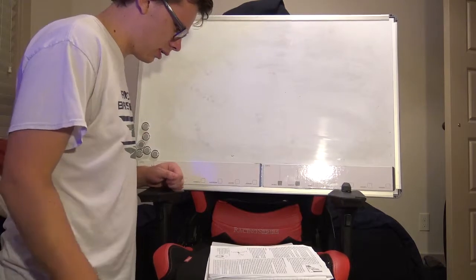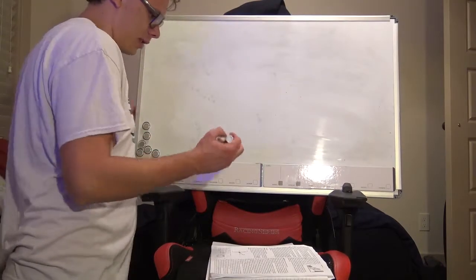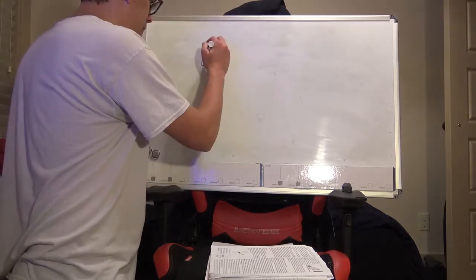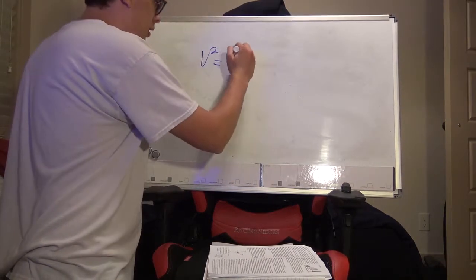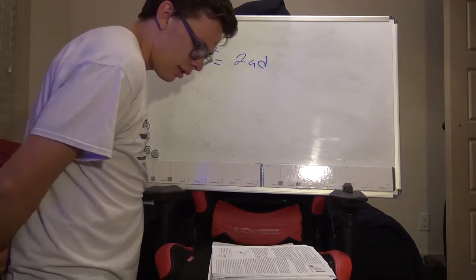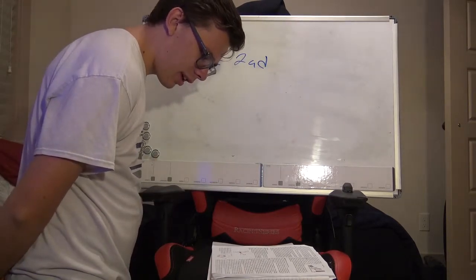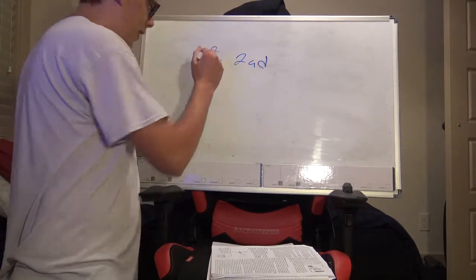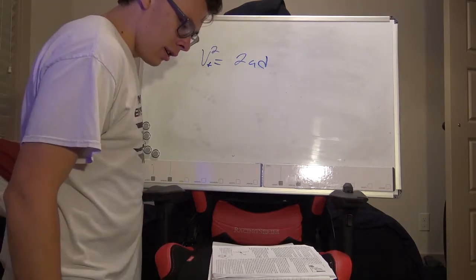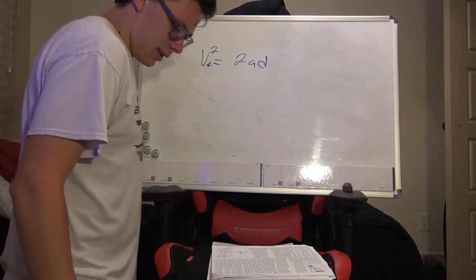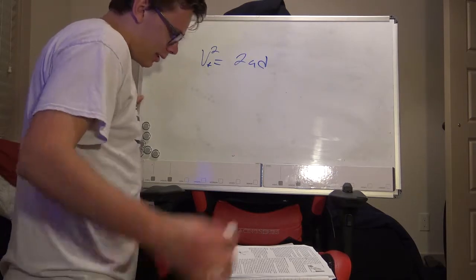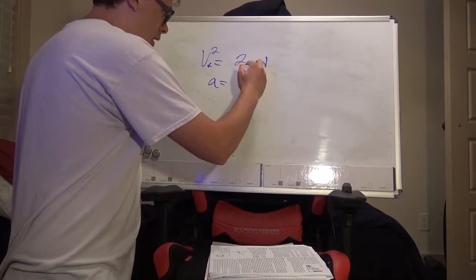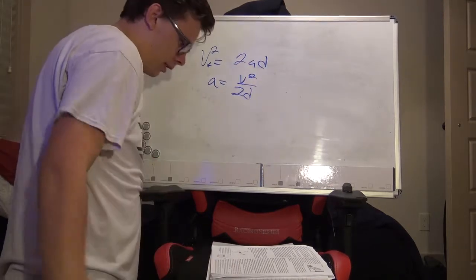Well, for this we're going to use this formula, because we know it has zero initial speed, so there's no initial velocity, we just want the final velocity. But what we really want is the acceleration, because we have the final velocity. So we can rewrite this as A equals v squared over 2d.